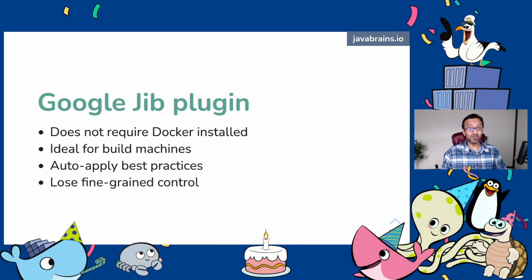The disadvantage is you lose that fine-grained control over the process. If you have your Dockerfile, you can control every step of the way what happens. But with the Google Jib plugin, it's kind of like you give it to it and it does its magic, and you have a Docker image at the end, and you kind of lose that control. But depending on what you're looking for, this might be a really good option as well, right?